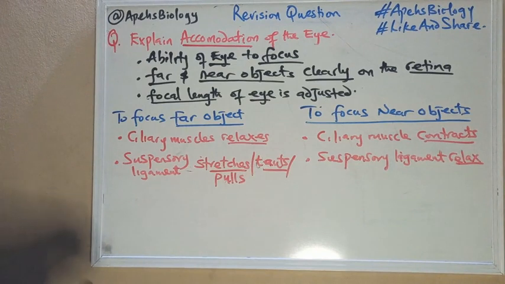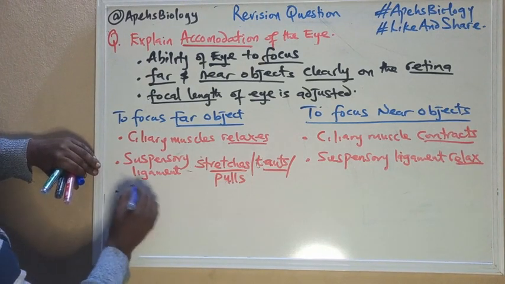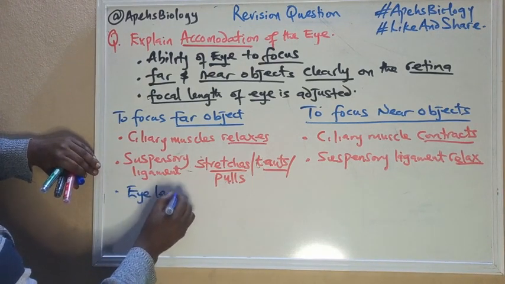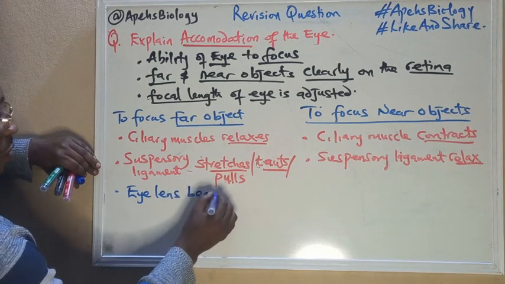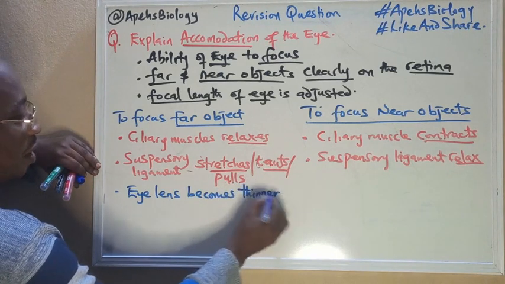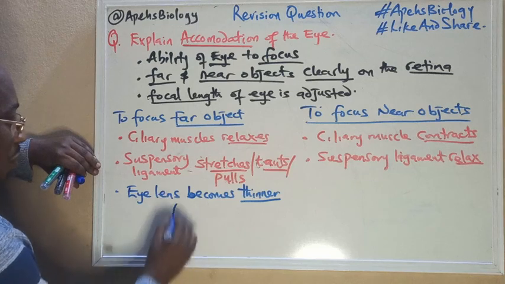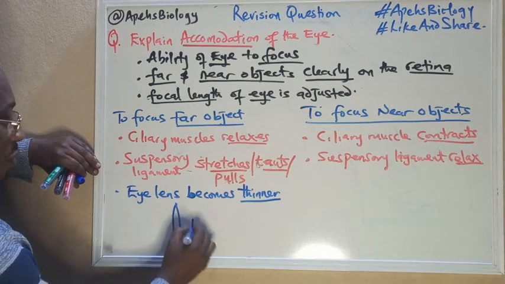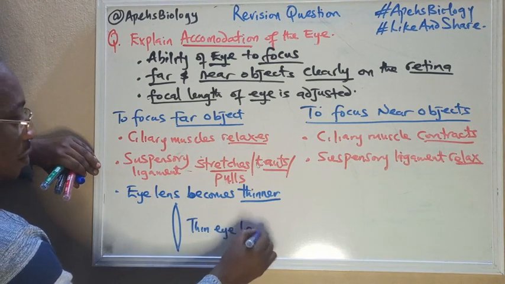Now, when this happens, something unique comes up about the eye lens. You now come here, you now see the eye lens becomes thinner, right? And that's why you see that when you are viewing far, it becomes thinner like this. This is what is called a thin eye lens.